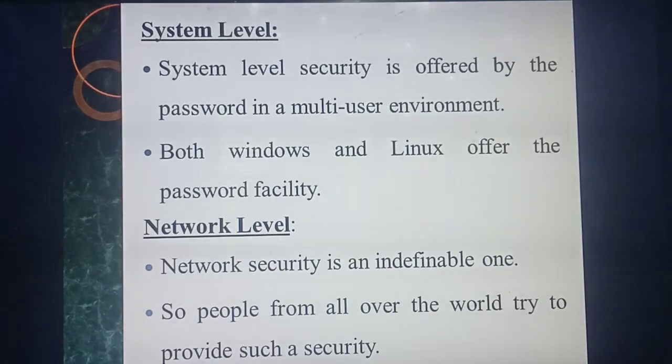System level is nothing but, in the system itself you can give what? Passwords. So what's the need for that password? Mainly you need to protect your details from others, isn't it? So that's the use of a password.